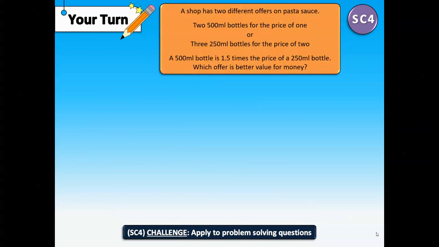In the amber question, a shop has 2 different offers on pasta sauce, 2 500ml bottles for the price of 1, or 3 250ml bottles for the price of 2. A 500ml bottle is 1.5 times the price of a 250ml bottle. So which offer is better value for money?